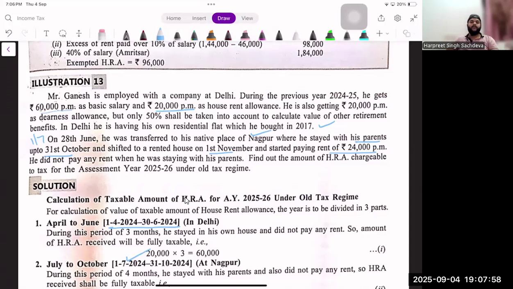Nagpur own house. Means again exemption will not be there. Exemption will not be there.